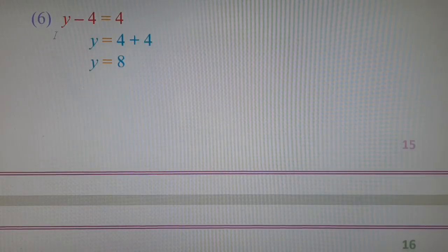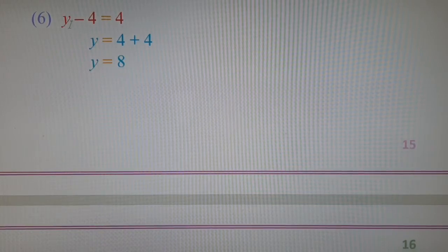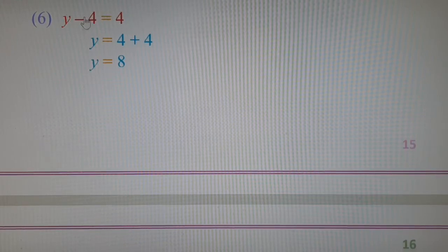Let's go to the sixth sum. In the sixth sum, y minus 4 is equal to 4. So we have to find the value of y. The variable y has to be kept alone, and all the neighboring integers or alphabets have to be sent to the other side. Here minus 4 is next to y, so minus 4 has to be sent to the other side, that is the right hand side from the left hand side. y has to be kept alone, and minus 4, its neighbor, has to be transferred to that side.